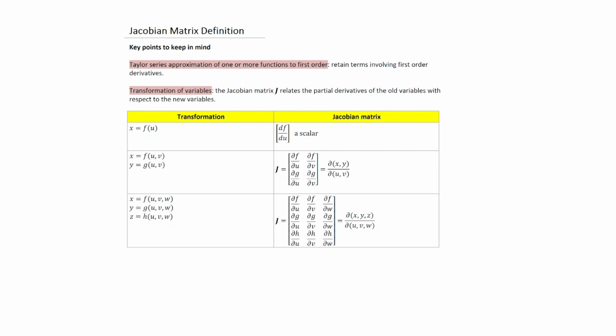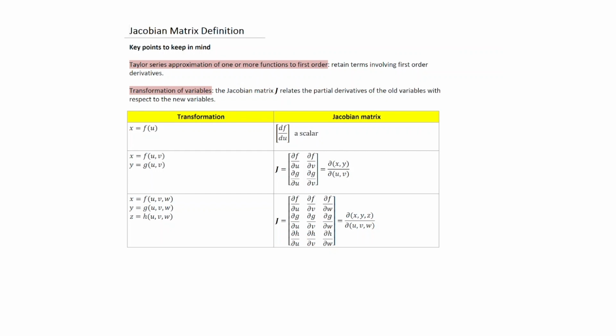All right, so the first thing is to define what we call a Jacobian matrix, which we'll be using extensively throughout the course. There are just two points to keep in mind here. First, a Taylor series approximation of one or more functions to first order means that we retain terms involving only first order derivatives. And second is what we call transformation of variables, and this involves something called the Jacobian matrix. It relates the partial derivatives of the old variables with respect to the new variables. So if a transformation is required, it's this Jacobian matrix that makes the connection between the two sets of variables.